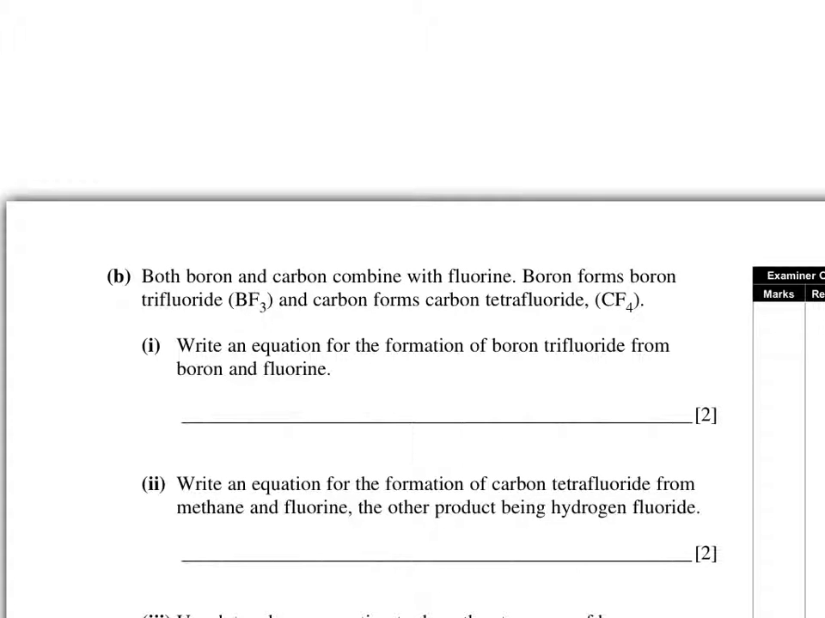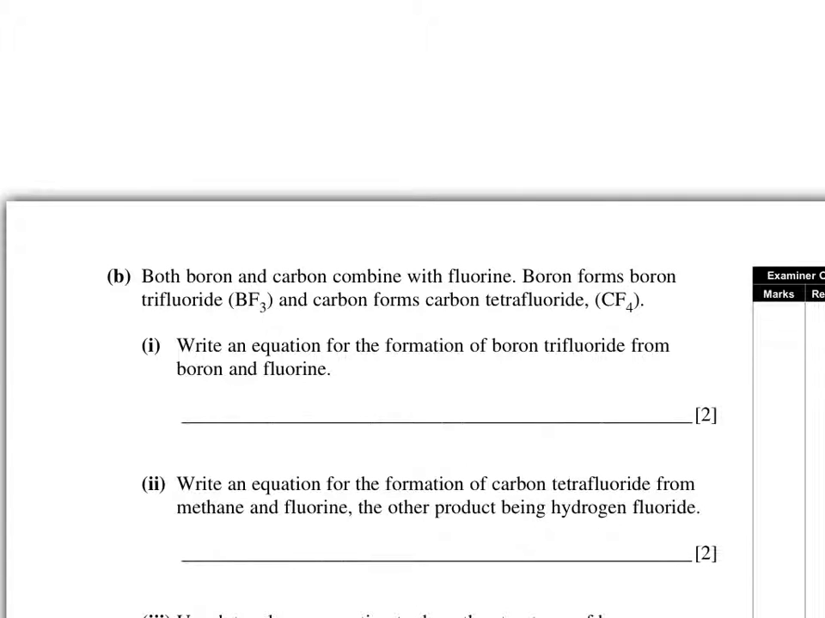So it says the boron and carbon combine with fluorine, so they react with fluorine and form fluoride compounds. Boron forms boron trifluoride and carbon forms carbon tetrafluoride. It asks us to write an equation for the formation of boron trifluoride from boron and fluorine. Again, not an equation you would have learned, but something you should be able to write from the information in the question.